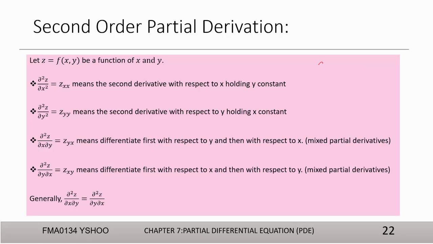Because of the way we write differentiation, the first thing is del x, del y. If you want to differentiate a second time, when we combine this, it becomes del squared over del x del y. This is the way we write the second order.